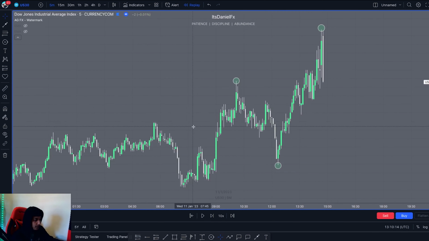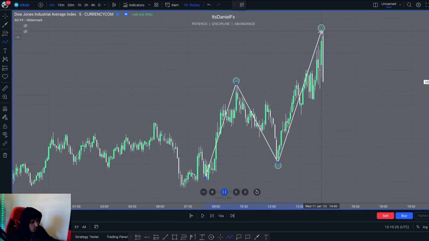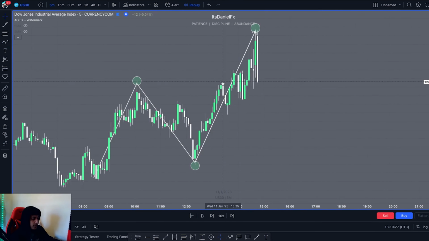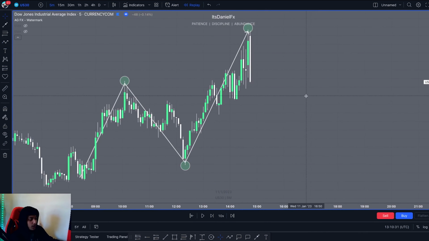So you see right here, we have a structural high, and then we've come down and created a structural low. So in other words, we've made a higher high and a higher low. And then we've broken this structure to the upside and created a new higher high. So at this point, I would then be anticipating the retracement back down to create a lower high somewhere so I can get in on the continuation.